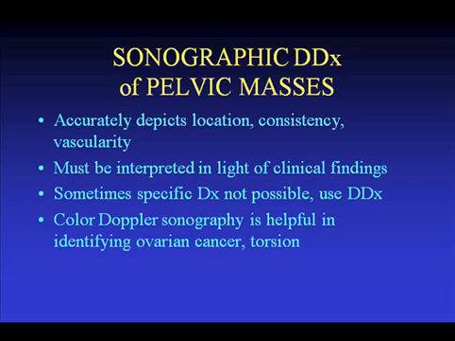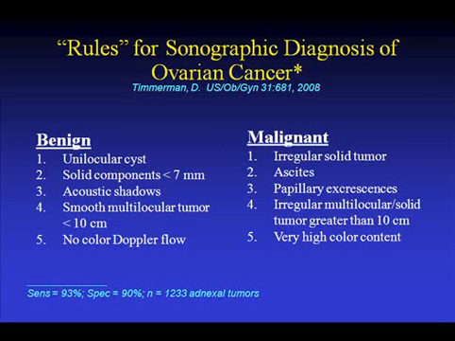So the sonographic differential diagnosis depends on its location, consistency, and vascularity, and you really need to know the clinical setting to give the best differential diagnosis. You can improve your specificity by using color Doppler, and I will show you some examples of that. This is the result of a large study in Europe where they came up with so-called rules for diagnosing ovarian cancer. Basically, cysts that are unilocular with little or no solid components and no blood flow are typically benign, whereas malignancies were irregular, had ascites, papillary excrescences, and irregular multilocular lesions with high color content. And with this differential, they could have a 90+% sensitivity and specificity.